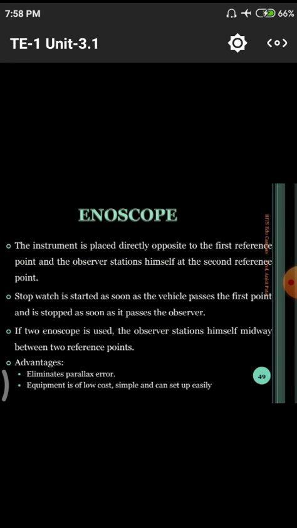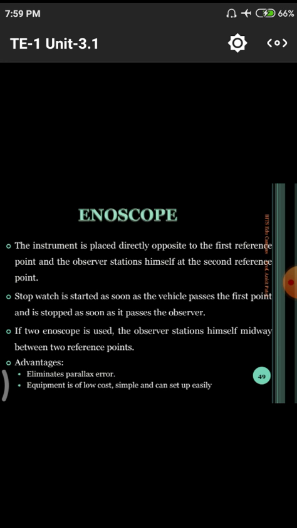There is no confusion. Next, when two eno scopes are used, the observer stations himself midway between the two reference points. That means two eno scopes are used at the starting point and stopping point. At any point along the length, they have to note down these values if they use two eno scopes. What are the advantages? It eliminates the parallax error. That means whatever parallax error arises from human observation will be eliminated.